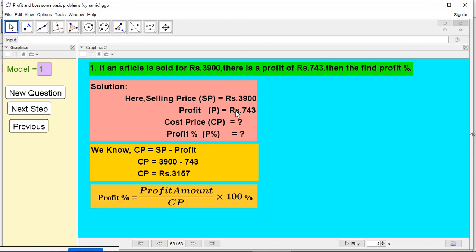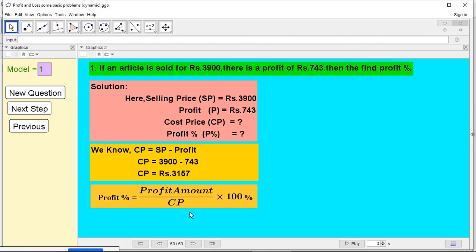Question number 3. Here we have given the selling price and profit. But one trick or one technique is here: you need to find the cost price. Selling price minus profit is cost price. Then only you can find 23.53. Everyone, I'll wait for one more minute.